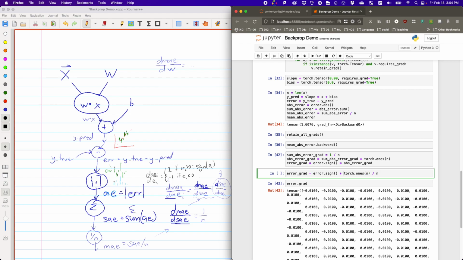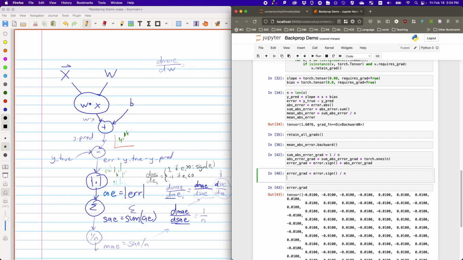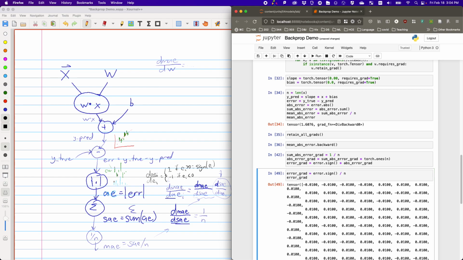So now we're taking our sign times 1's over n. But here again, anything times a bunch of 1's is just that, so we don't need the 1. So this error grad is just error sign over n. So we can check that we get the same thing again. Yep. So this is just a simpler way of computing that same thing.